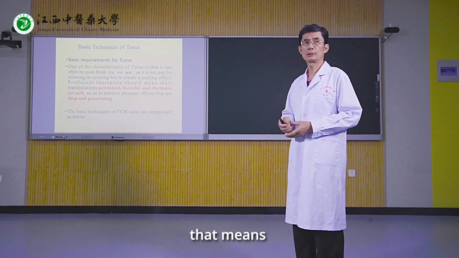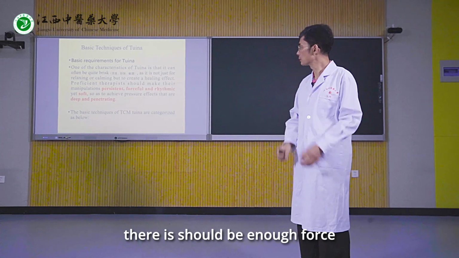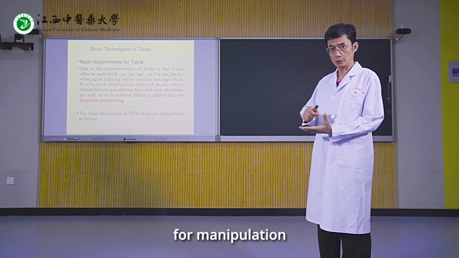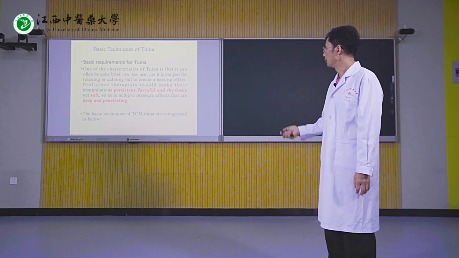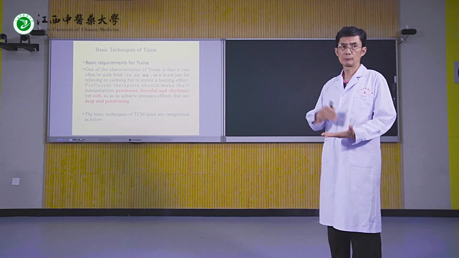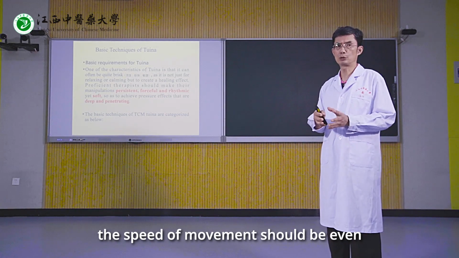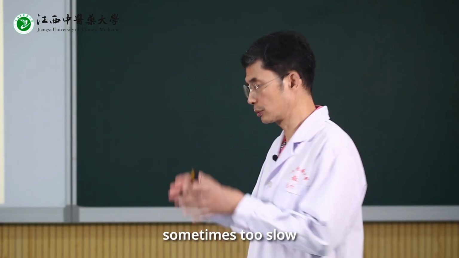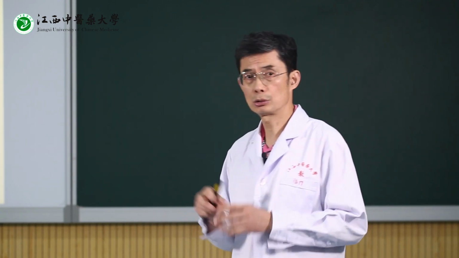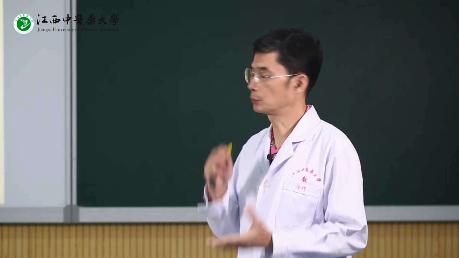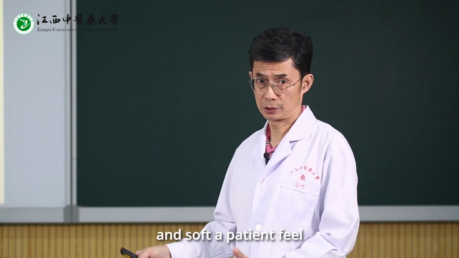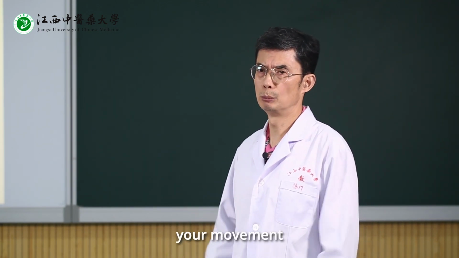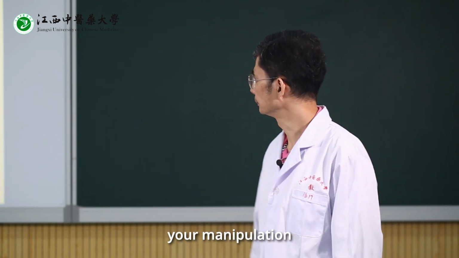Forceful means there should be enough force, a strong enough manipulation. Rhythmic means the speed of movement should be even, not sometimes too quick and sometimes too slow. And soft means the patient feels the manipulation is not stiff.